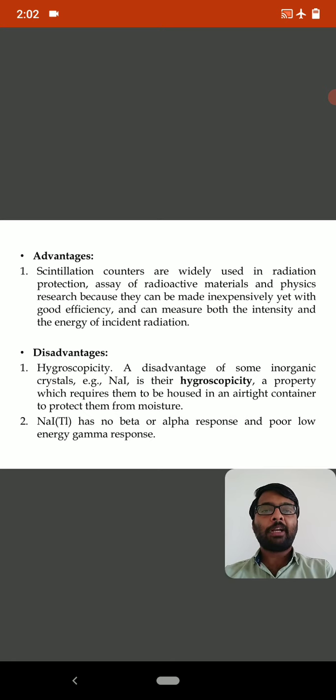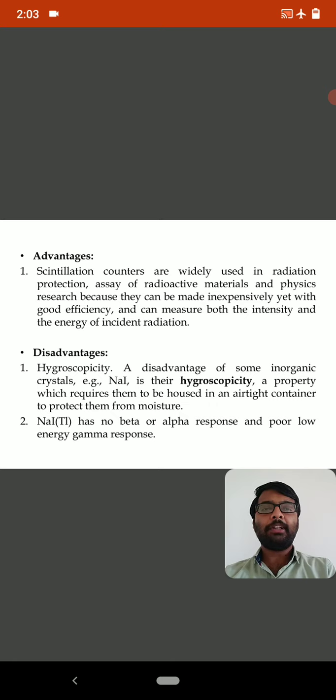So these are the two advantages and the two disadvantages. The advantages are that these scintillation detectors are inexpensive, have good efficiency, and can be used to measure both intensity and energy of the incident radiation. The summary of today's session is that we have discussed the principle, construction, working, advantages and disadvantages of the scintillation detector.